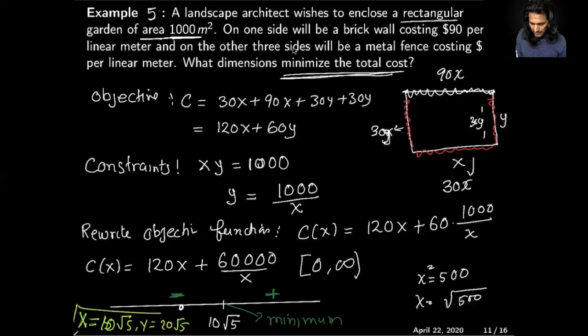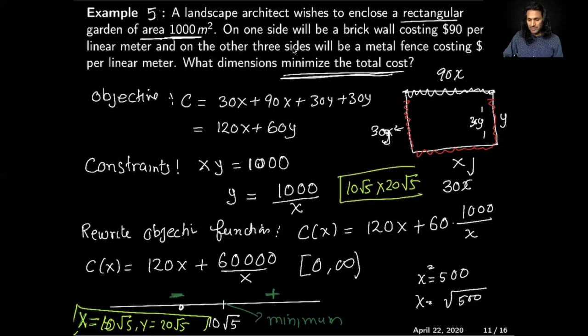So the dimension of the box is 10 square root of 5 times 20 square root of 5. This will be the dimension of our box in this problem.